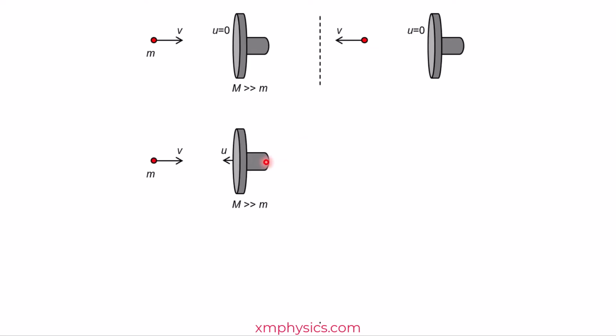What if the piston is moving this way with a speed u? Then what is the outcome of such a collision? Now remember, we assume that the collisions are elastic, so we can use the relative speed of approach equals the relative speed of separation. So if you do this minus that equals that minus this, you can show that after the collision, the gas particle will rebound with a speed of v plus 2u.